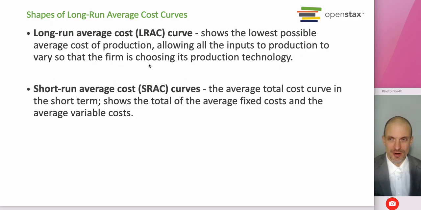The long run average cost curve shows the lowest possible average cost of production, allowing all the inputs in production to vary so that the firm is choosing its production technology. We'll have to see this graphically on the next slide for that to make sense. Short run average cost is the average total cost curve in the short run, shows the total of the average fixed costs and the average variable costs.